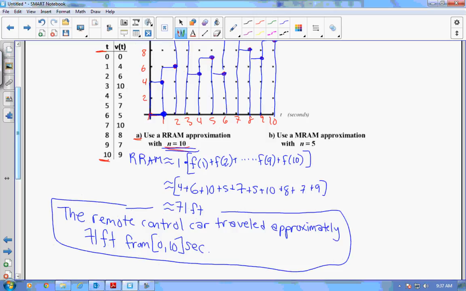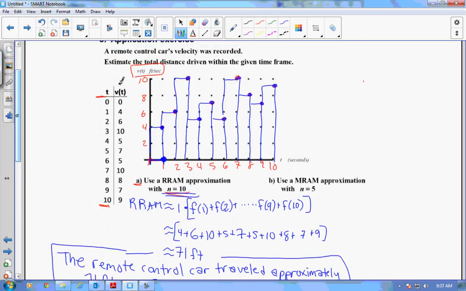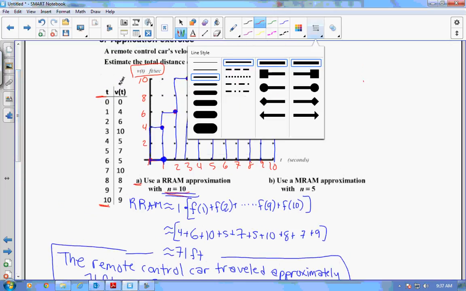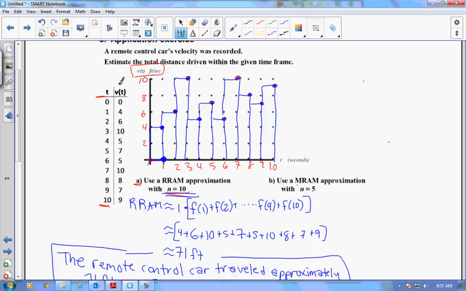Okay, and on part B, we'll just draw the rectangles, and that's probably all we have time for. So grab a different color. This time, it asks for an NRAM with n equals 5. Okay, so Alex, if we're going from 0 to 10, because that's our data, n equals 5, what's the width of these rectangles? 2. So from 0 to 2, that's our first width. Its midpoint, though, is 1. So our rectangle will actually look like that.